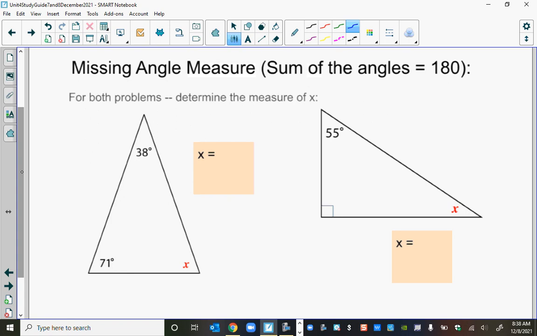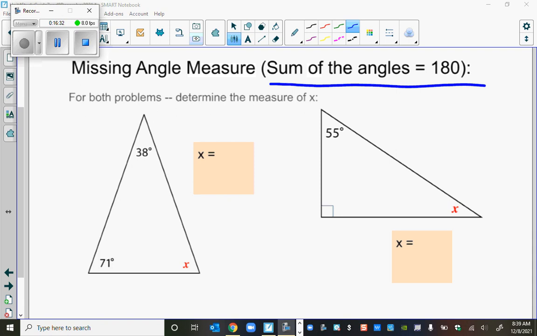Missing angle measure. Remember, the sum of your three angles must add up to how many degrees? 180. All right, I'll give you all a moment as I update attendance. I want you all to try to find those angle measures. Again, the angles in your triangle have to add up to 180 degrees.